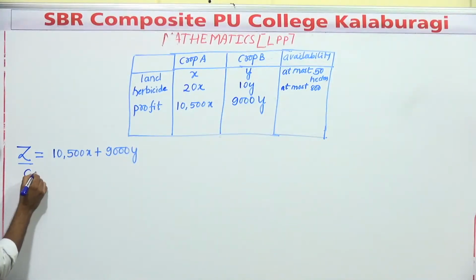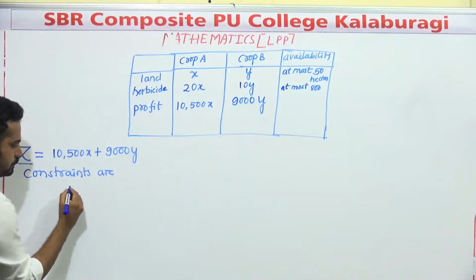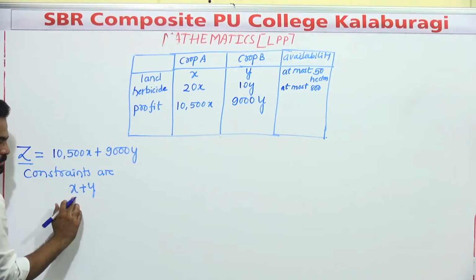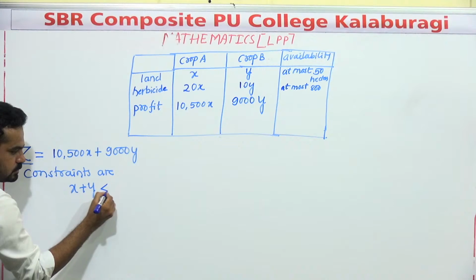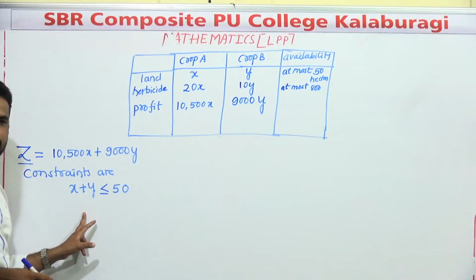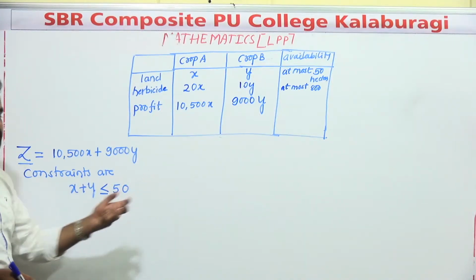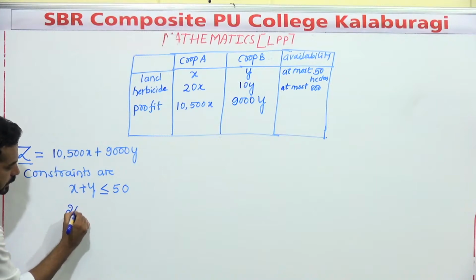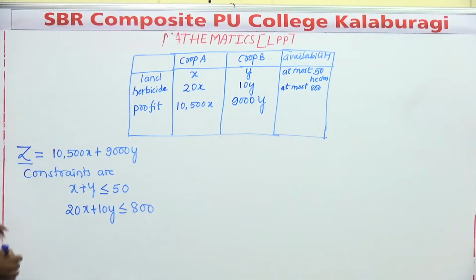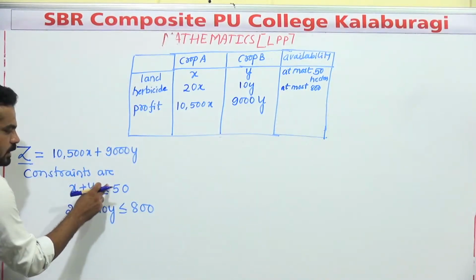Next, what are the constraints? The constraints are the sum of these two, x plus y, the number of hectares used for crop A and the number of hectares used for crop B. The sum should be at most, meaning less than or equal to 50. We cannot use more than 50 because the society has only 50 hectares of land. Next, that is 20x plus 10y. This is the constraint on the herbicides. At most means again less than or equal to 800. If they ask for at least, then you have to take greater than or equal to.